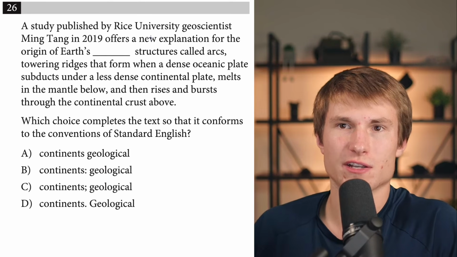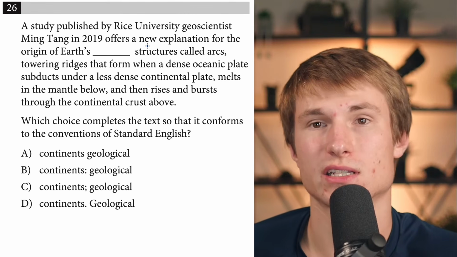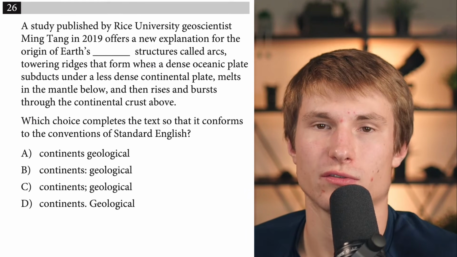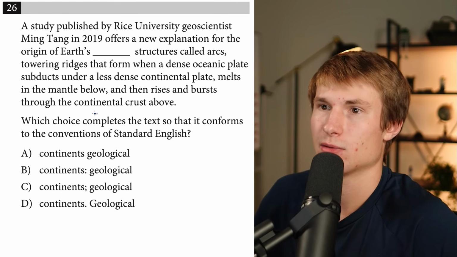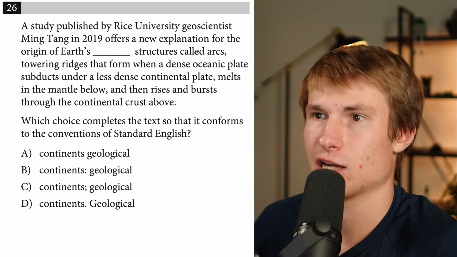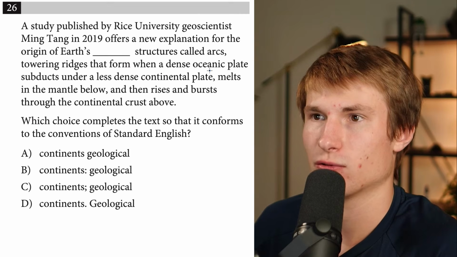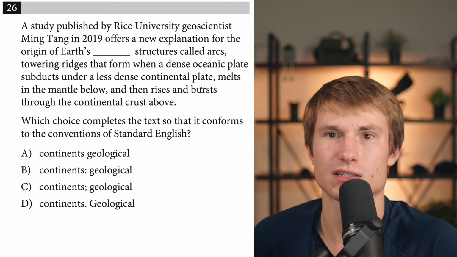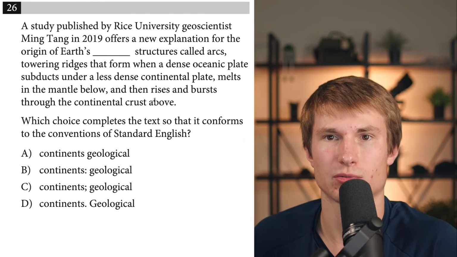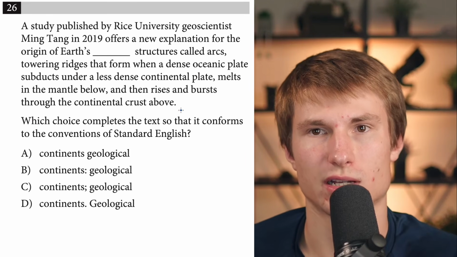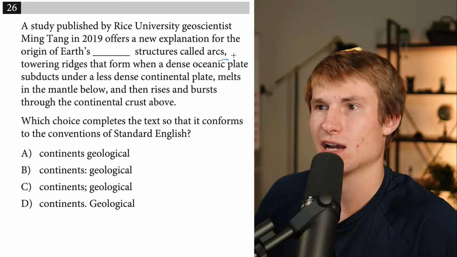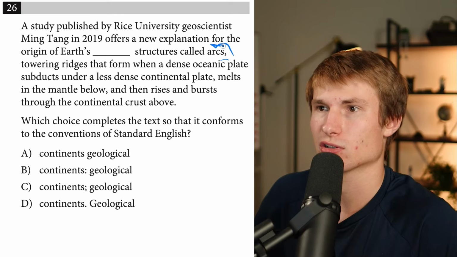A study published by Rice University geoscientist Ming Tang in 2019 offers a new explanation for the origin of Earth's continents. All right, so that's an independent clause up to continents. Then we have geological structures called arcs, towering ridges that form when a dense oceanic plate subducts under a less dense continental plate, melts in the mantle below, and then rises and bursts through the continental crust. Okay, so everything after this comma is describing these geological structures called arcs.